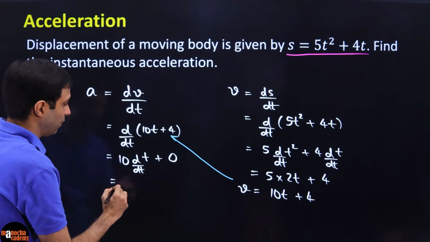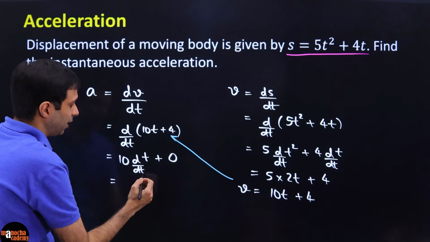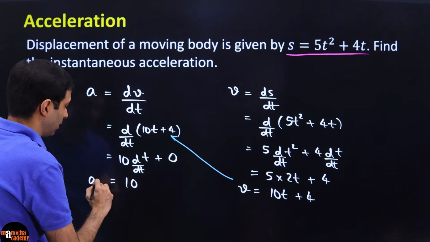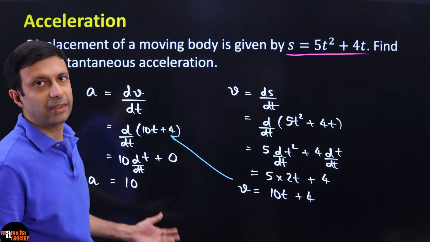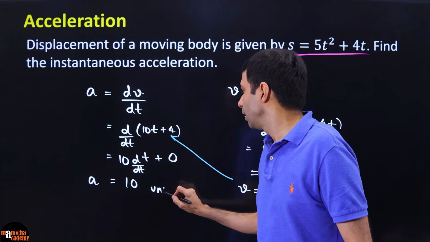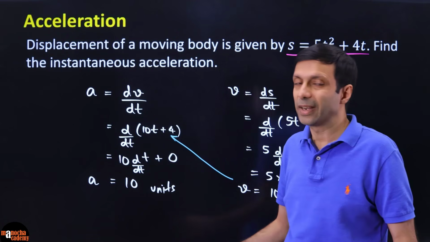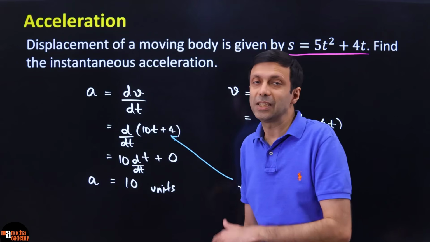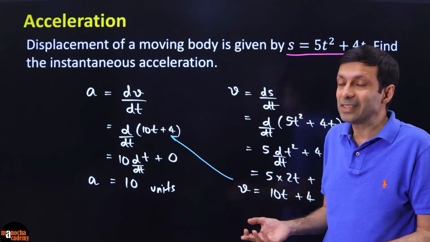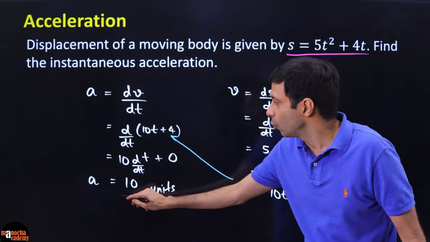So therefore, finally we are getting d²s/dt² is 1. So 10 is the answer. Acceleration is 10. If units are not given, you can simply write 10 units. If these are given in seconds and SI units, it's going to be meters per second square. So here, in this case, the instantaneous acceleration value turned out to be constant.